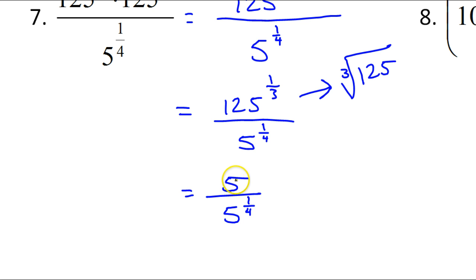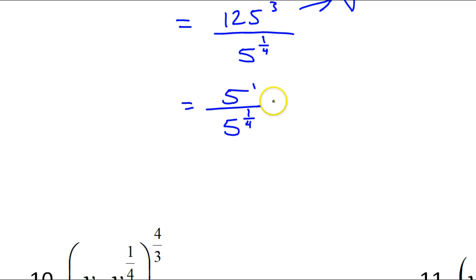Now this 5 has an invisible exponent. Do you know what it is? It's 1. It's an invisible 1 right there. It's 5 to the 1 power. So when we divide with exponents, we subtract the exponents. So since the bases are the same, I can do 5 to the 1 minus 1/4 power.